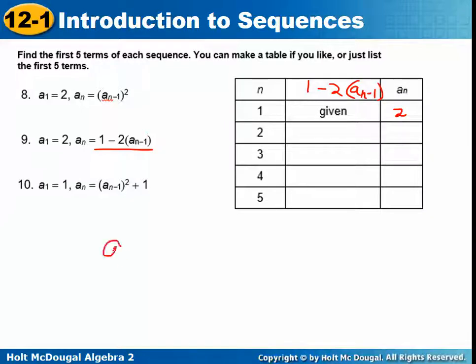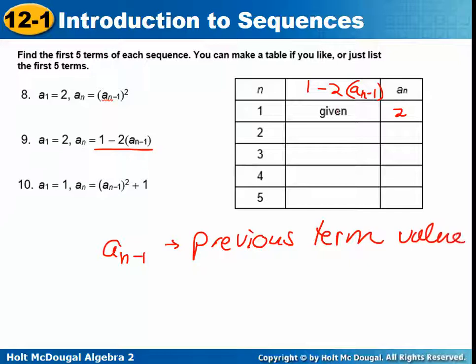So when you see a sub n minus 1, that means previous term value. Okay, so for when n equals 2, I'm going to use 1 minus 2 times 2. So 1 minus 4 is -3. And then for when n equals 3, I do 1 minus 2 times, and then I use this again, the previous value. So that's the same as 1 minus a negative 6, so 1 plus 6, or 7.